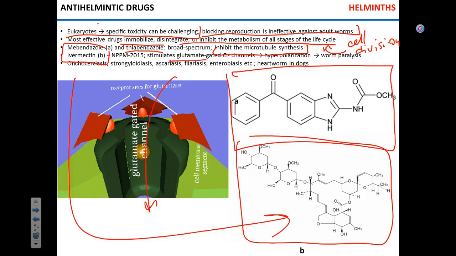Ivermectin binds to that channel and stimulates the influx of chloride, leads to hyperpolarization of the muscle cells and nervous cells in the worm, and the worm cannot move. It doesn't die. You have to understand, it doesn't die. It just cannot move. And since it cannot move, it cannot reproduce. Make sense?